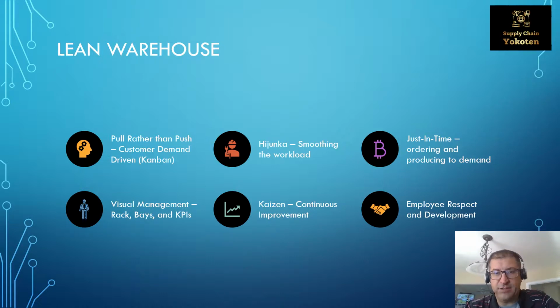For a lean warehouse, the first 6 attributes are we want to use pull rather than push. This is customer demand driven. A lot of times we call it Kanban. Heijunka, which is a smoothing of the workload. Just in time, ordering, producing to the demand of the customer. Visual management, we want to have visual management on the racks, the bays, and also the KPIs for the warehouse employees to follow. We want to have Kaizen, continuous improvement, employee respect and development.